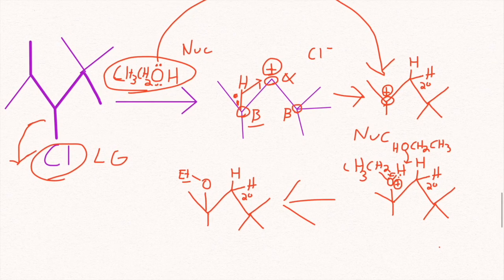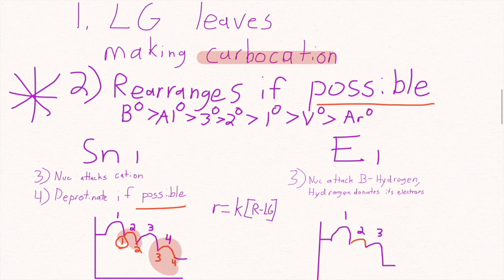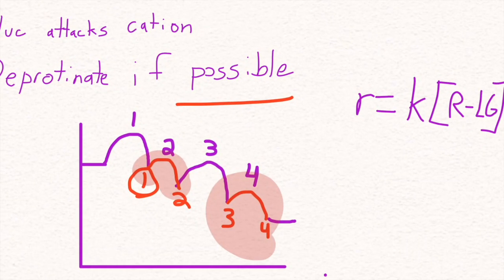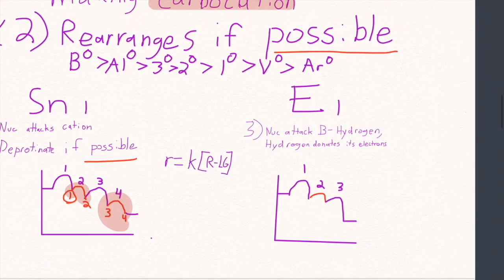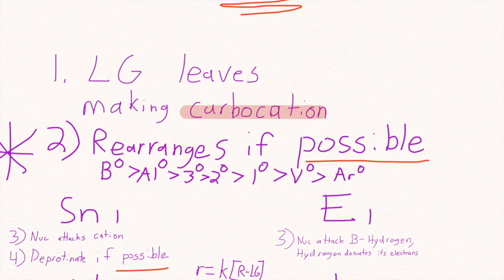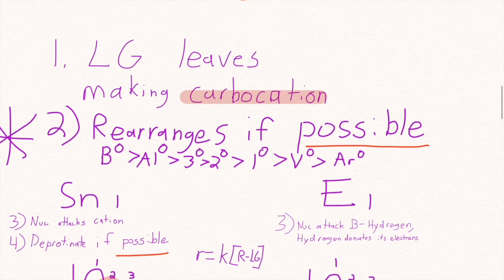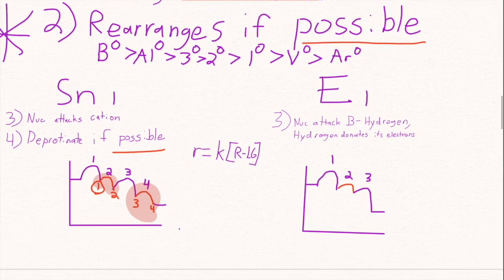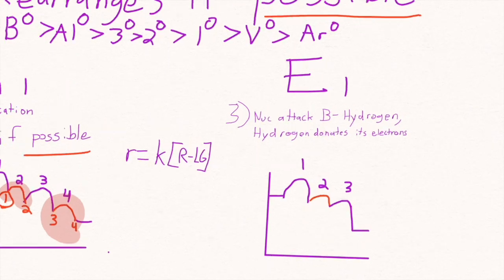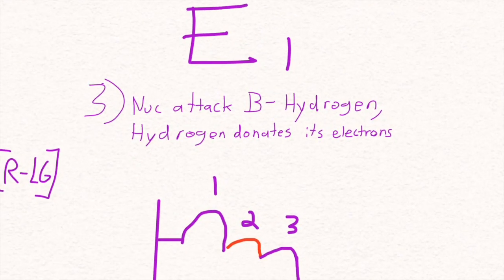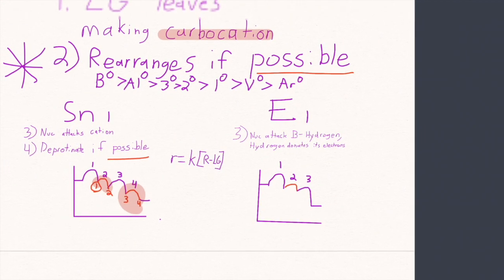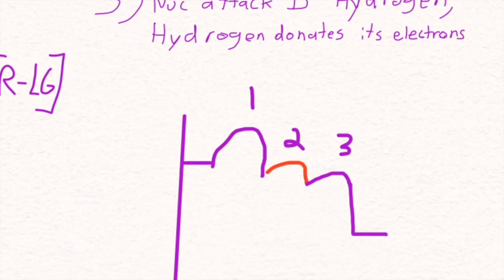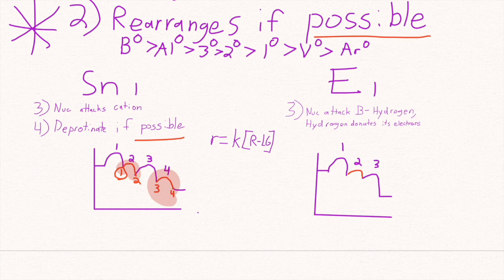So we can look out and see if we completed our steps. We deprotonated. This would be, again, the last bump. And now we're at our product, which is 0.4 here. Okay, on to E1. E1 is about the same. You still have the same first and second step, but we have now this new third step where the nucleophile attacks a beta hydrogen, and that hydrogen then donates its electrons towards the carbocation, of course, because we go negative to positive. Here you only have one optional molehill, and that's just the rearrangement.